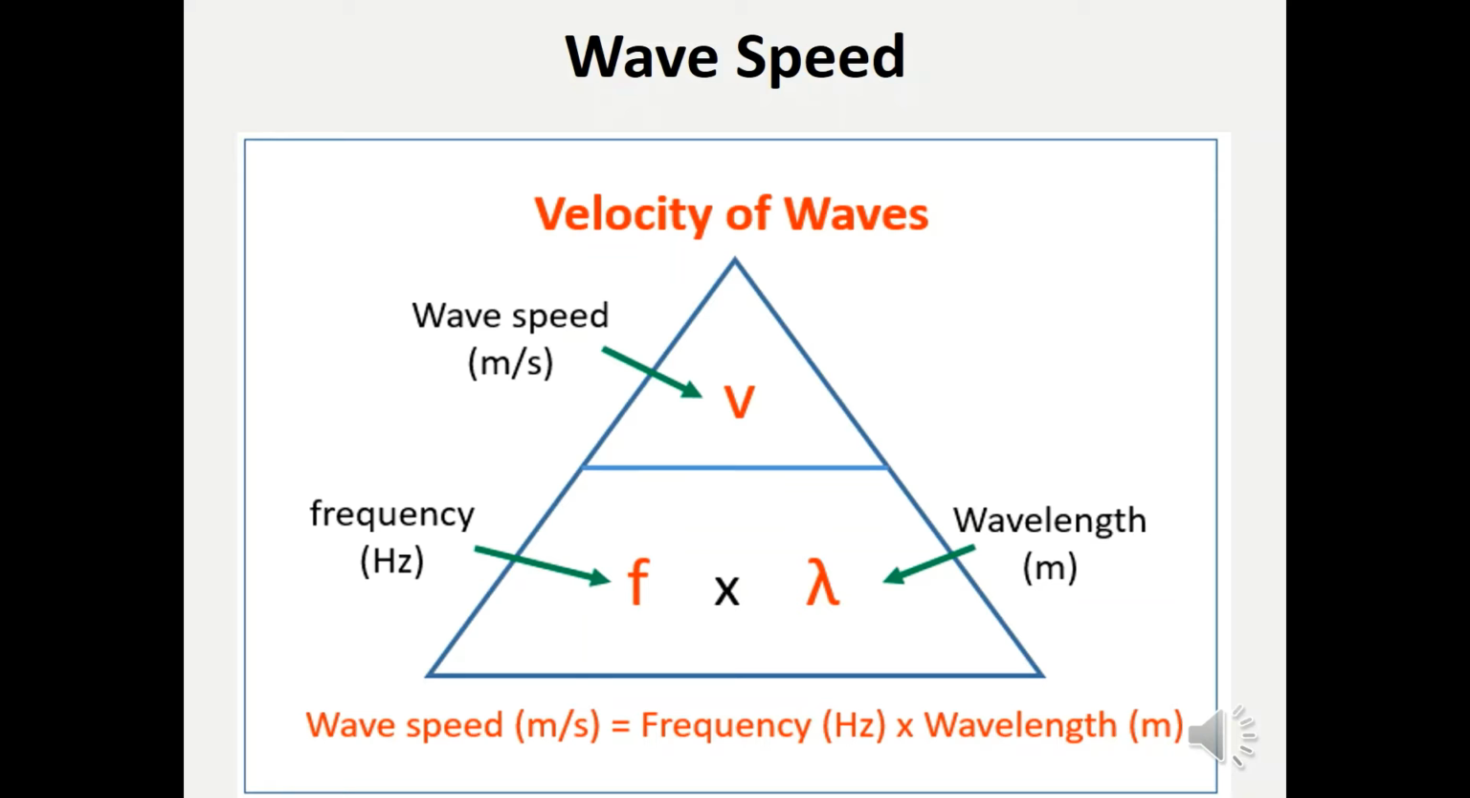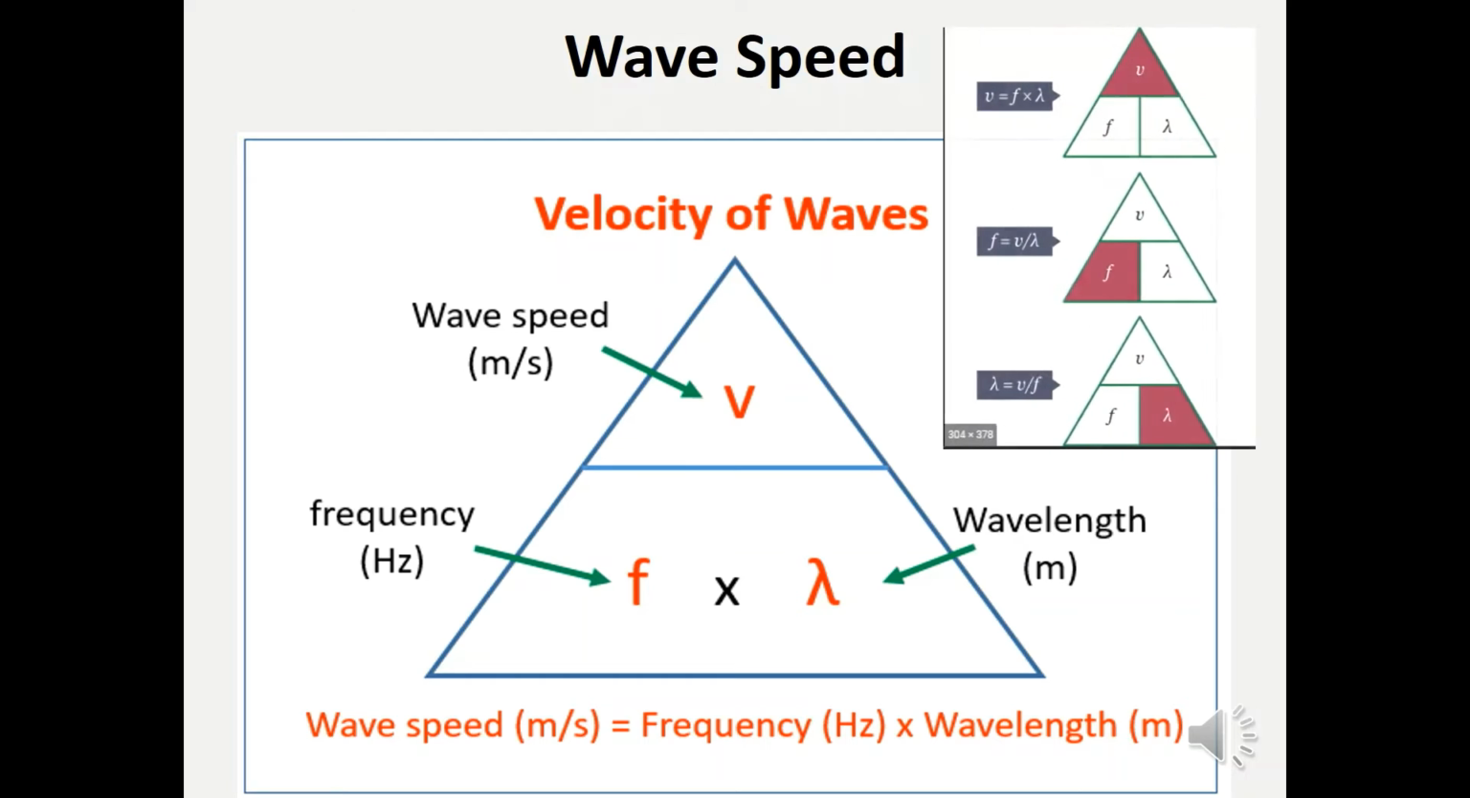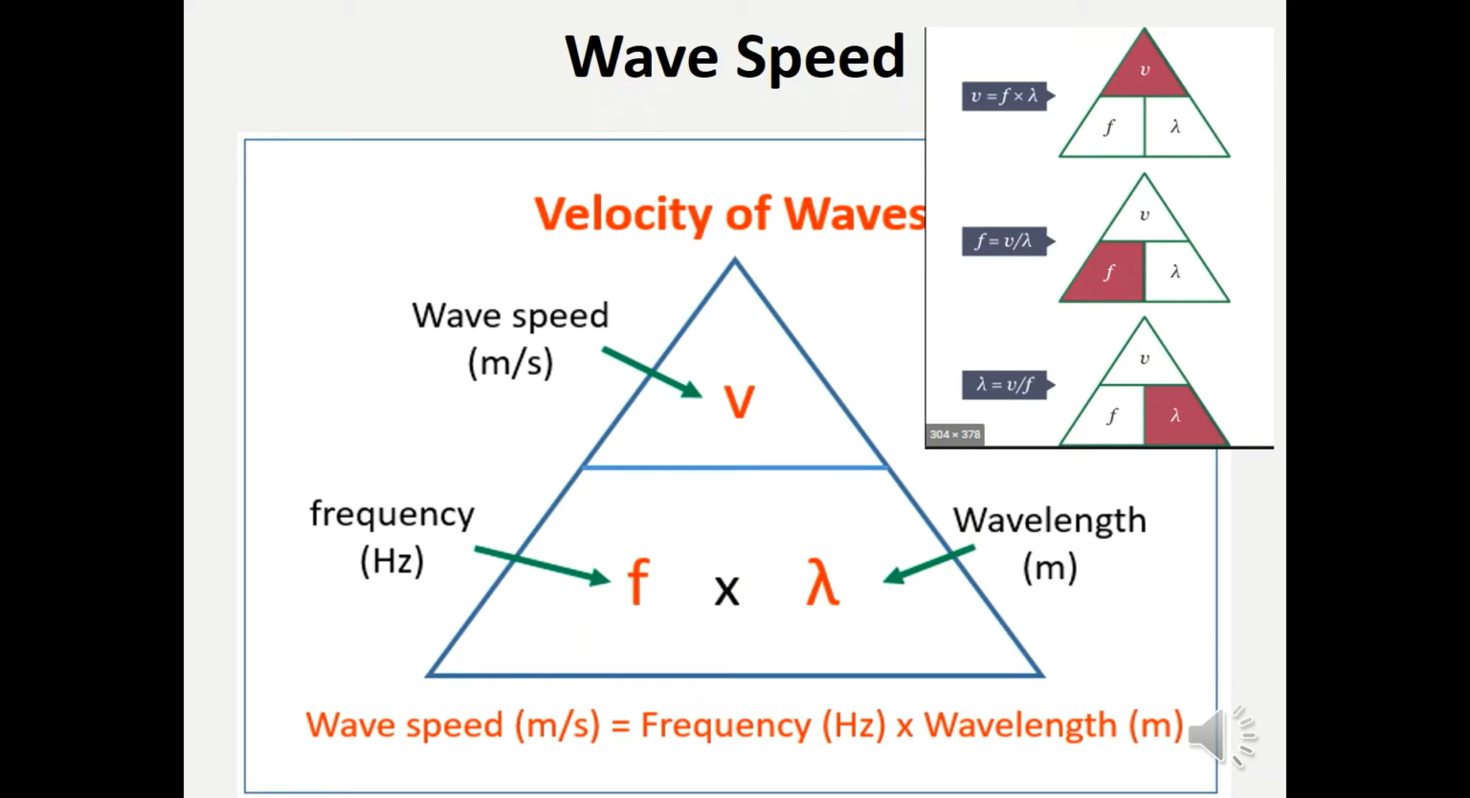And of course, we can always find the alternative forms by simply covering up what we want to find. So if we cover V, we have F times lambda. If we want F, we cover F and we're left with V divided by lambda. And then finally, if we want lambda, we will cover it up and we're left with V divided by F. Very straightforward and very direct. All you have to do is just know the triangle and what each part means, and of course, what the correct unit is.